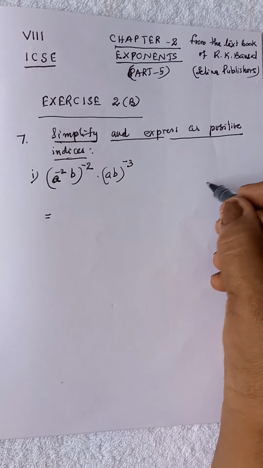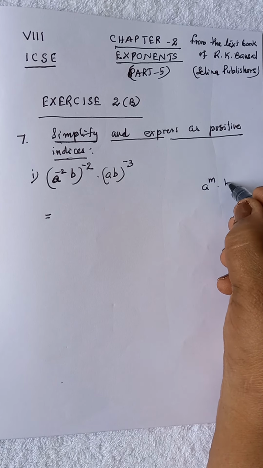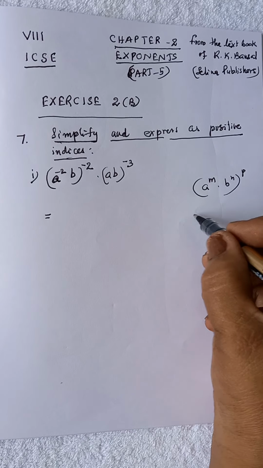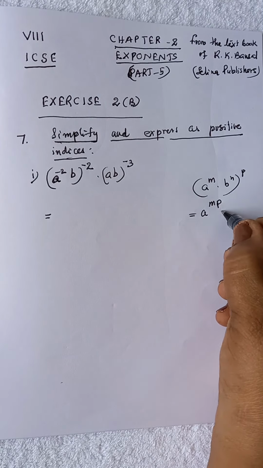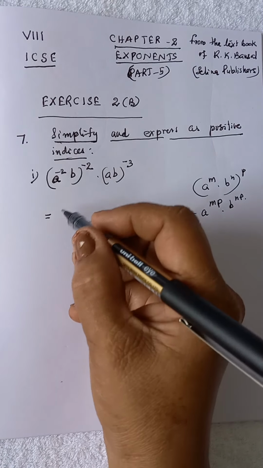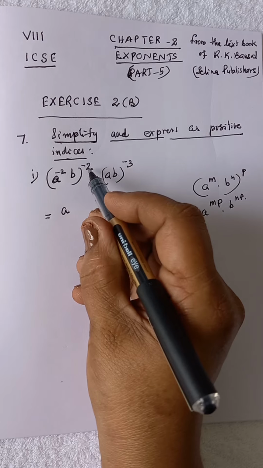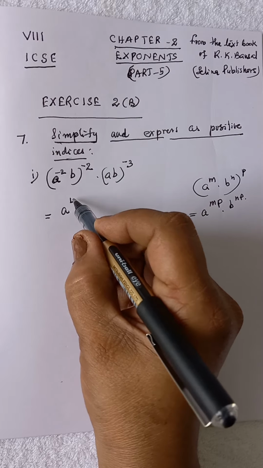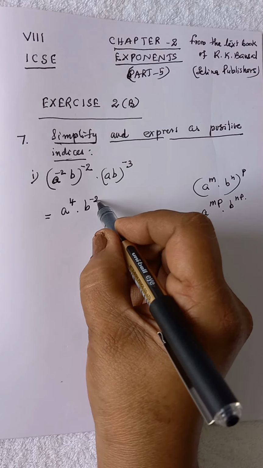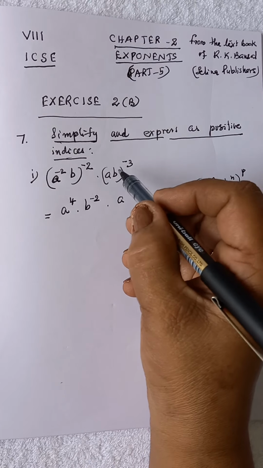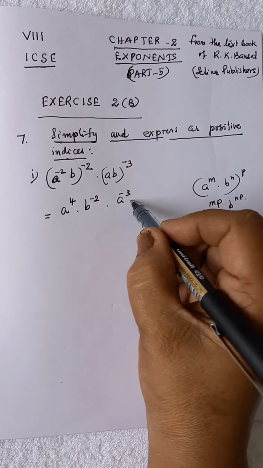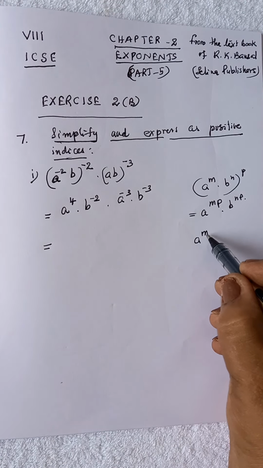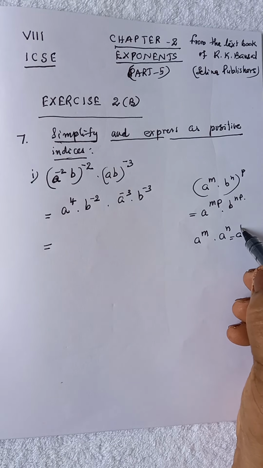So this is equal to, using (a raised to m into b raised to n) whole raised to p, that is equal to a raised to m into p into b raised to n into p. So like that, a raised to minus 2 into minus 2, that is minus into minus is plus and 2 into 2 is 4, into b raised to minus 2 into here also a raised to minus 3 into b raised to minus 3. And this is equal to, using a raised to m into a raised to n, that is a raised to m plus n.